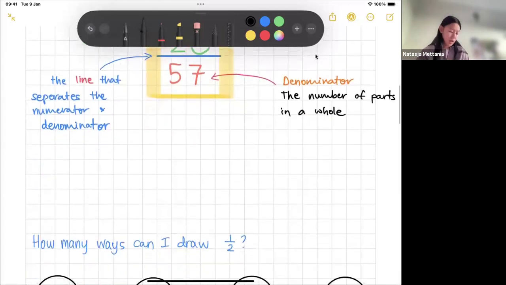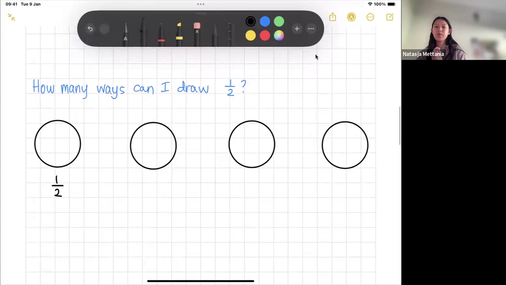Let's go here. Equivalent fractions. Whenever we see the letters EQU, we think about the word equal. So equivalent fractions basically means I have one fraction and it's equal to another fraction that looks exactly the same. Equivalent fractions are fractions represented in a diagram in a different way. I'll show you if it doesn't make sense. How many ways can I draw half as equivalent fractions?